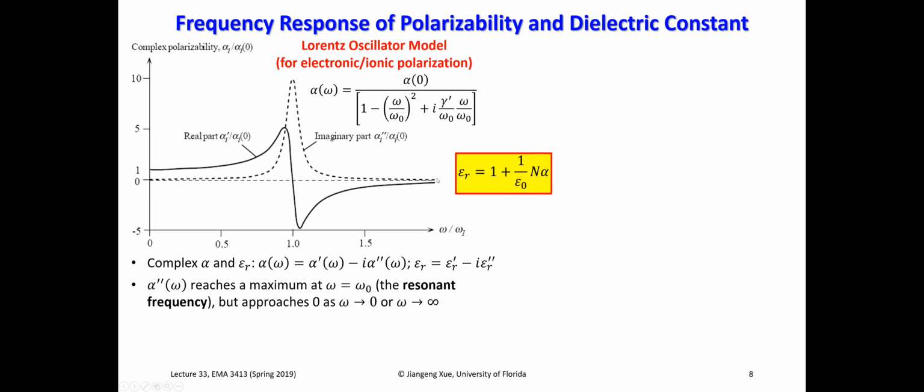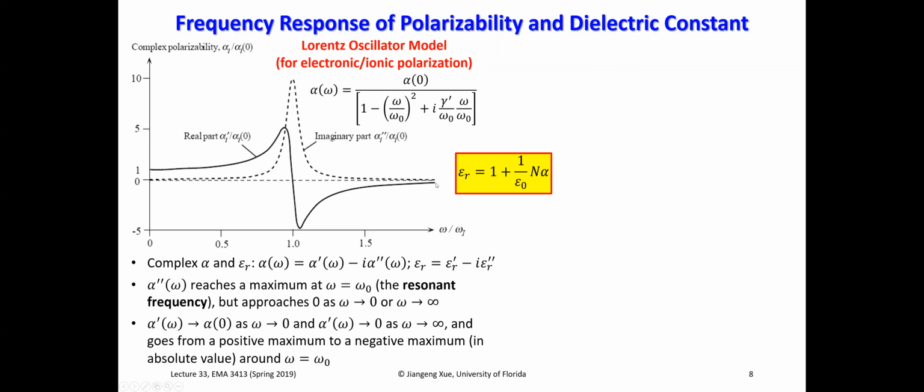You're going to see the imaginary part of the dielectric constant going to 0. For the real part, it'll go through a positive maximum to negative maximum transition at around the resonant frequency. And then going to low frequency, the real part of the polarizability will go to some final value that gives you a dielectric constant greater than 1. Going to high frequency, the real part of the polarizability will go to 0. That gives you a dielectric constant of 1 at high frequency.